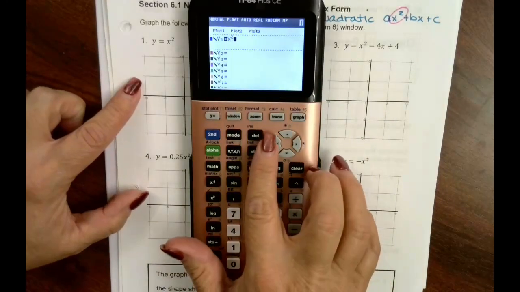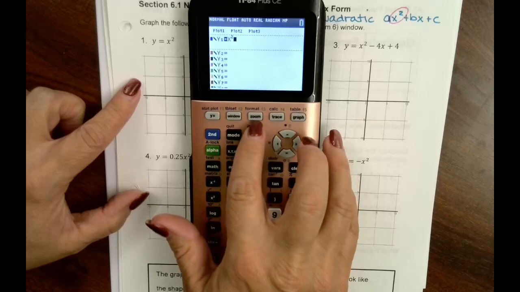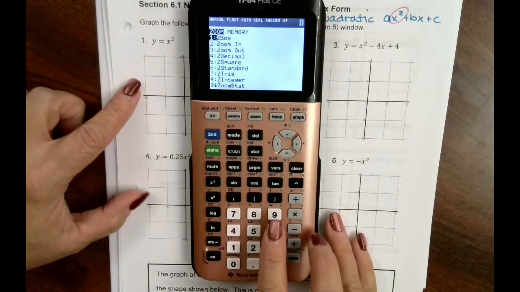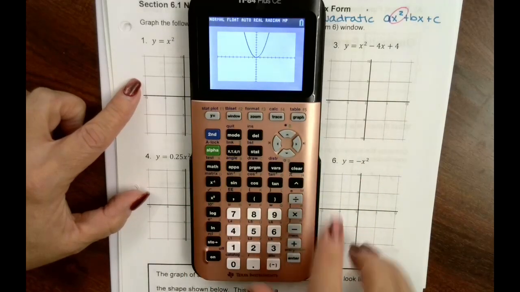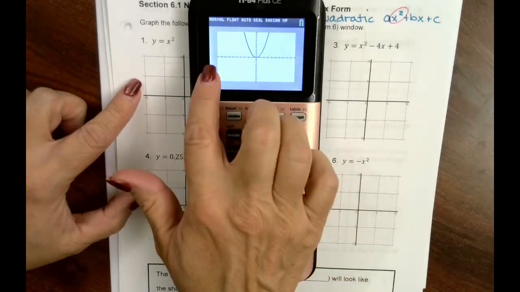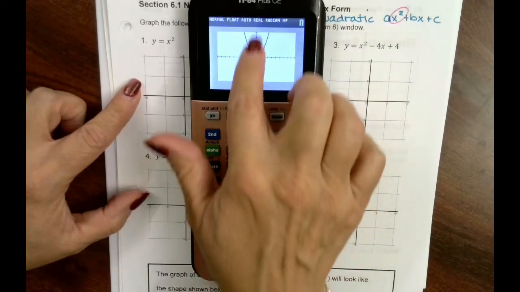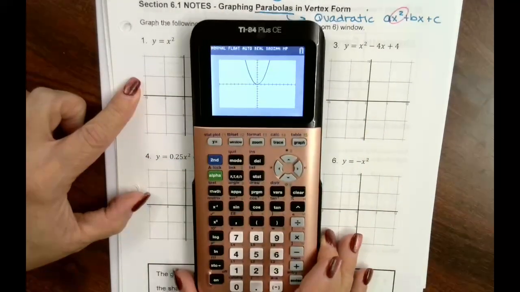And when we graph it in a standard window, you're going to hit zoom, which is right here, zoom, and then 6. And that gives us a standard 10 by 10. So negative 10 to positive 10, and then negative 10 to positive 10. So that's what we call a standard window.